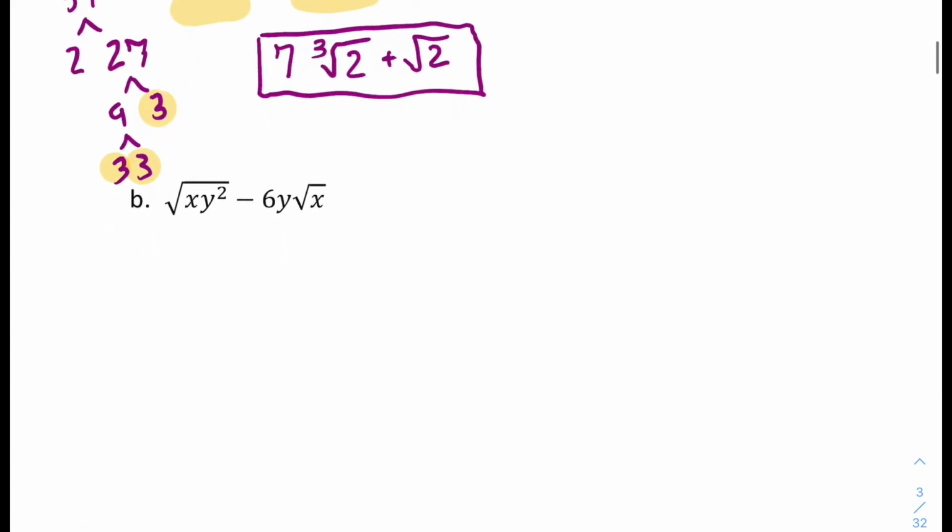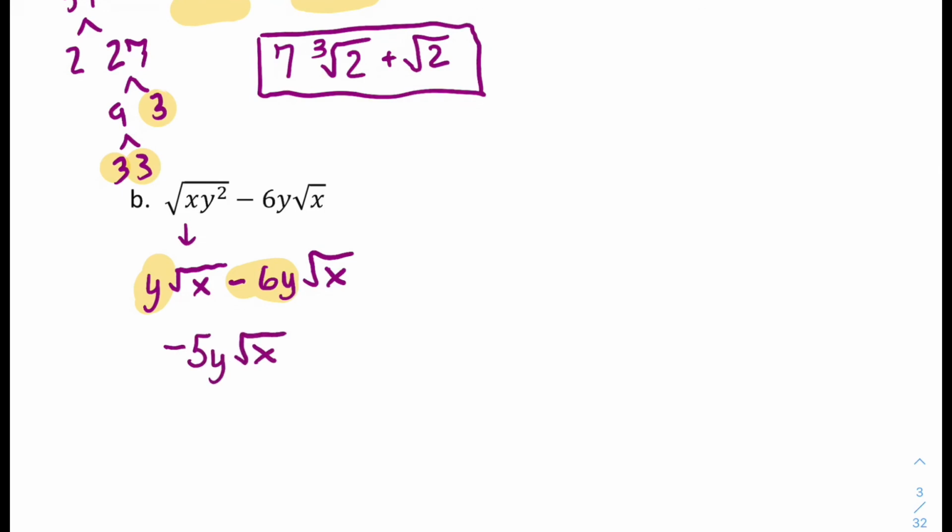So variable-wise, again, break down your radicals first to see if you have any like radicals. So I can do the square root of y squared and just get y on the outside. And then y times the square root of x minus 6y times the square root of x, you can subtract them. And think about y minus 6y would be negative 5y, square roots of x.